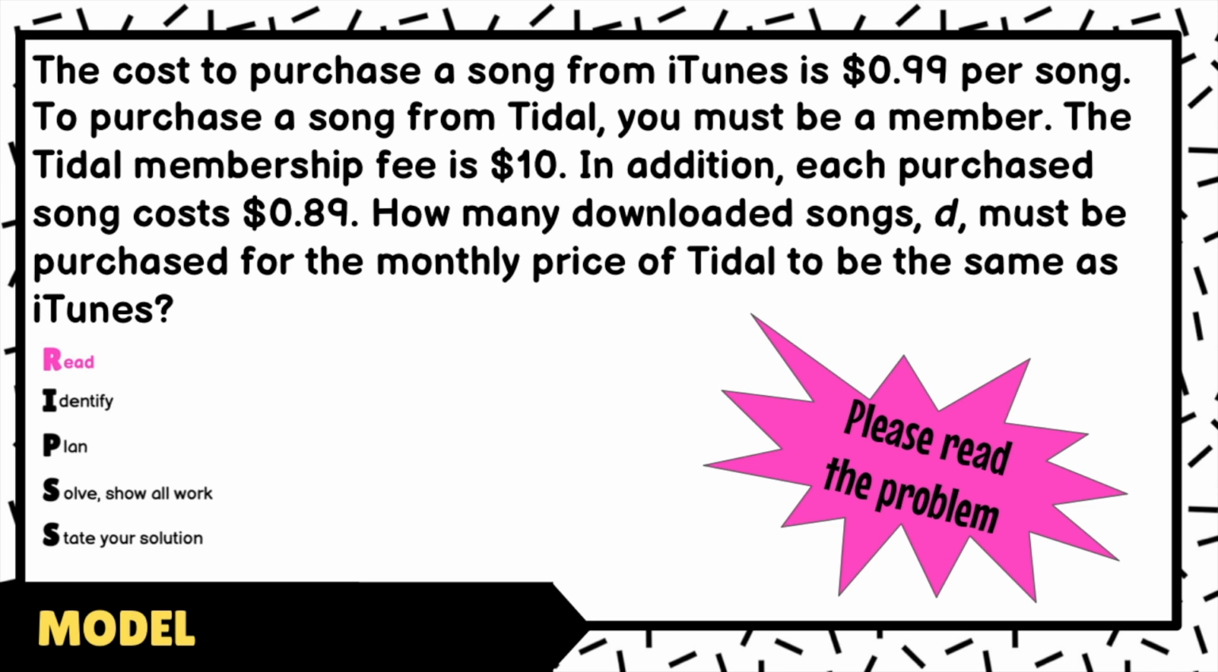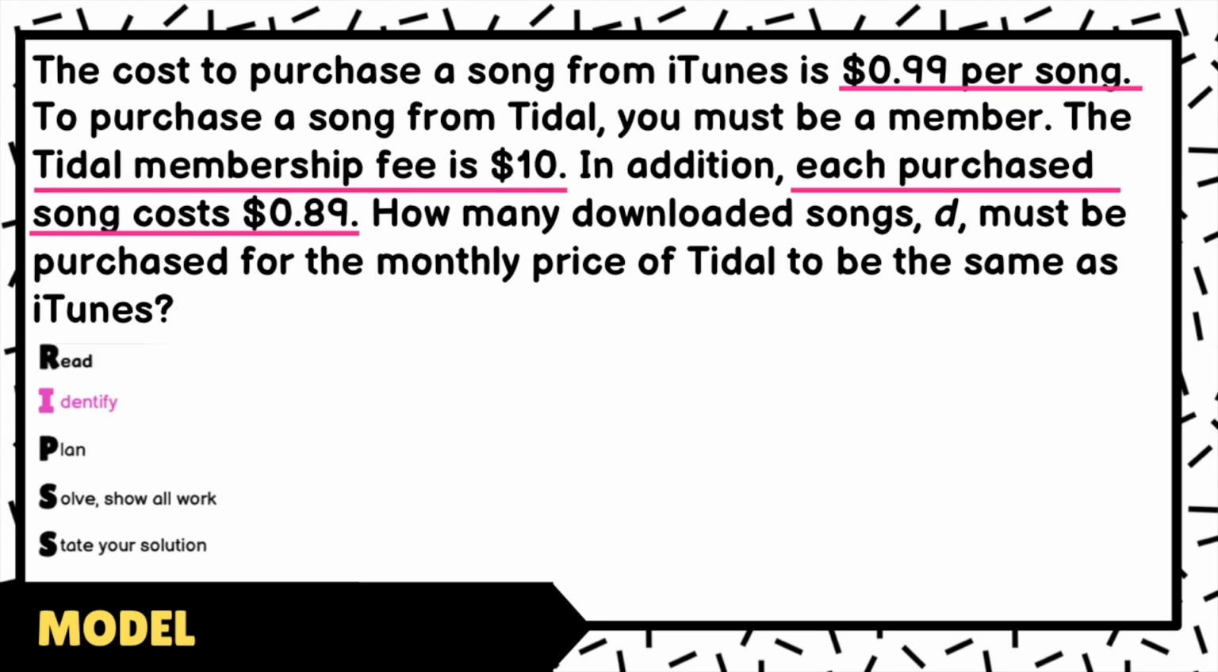So whenever we have a word problem, first step is to read it. Now that we've read the word problem, we can go ahead and identify the important information. So I underlined 99 cents per song. The Tidal membership is $10, and that's from Tidal, while the 99 cents per song is for iTunes. And each purchased song from Tidal is 89 cents.